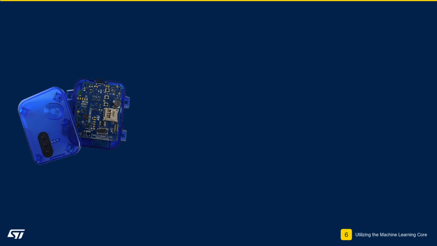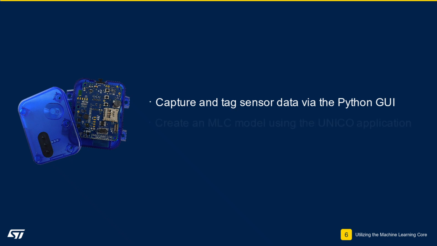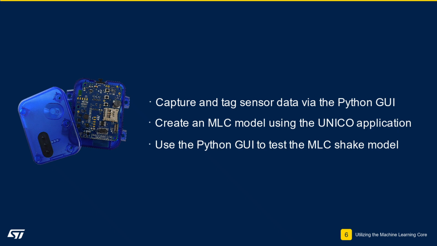Module 6. Utilizing the Machine Learning Core. In this module, we will capture and tag sensor data via the Python GUI script. We will then use this tagged data in ST's Unico application to create an MLC model. Finally, we will test the MLC model response as we generate real-time shake events.